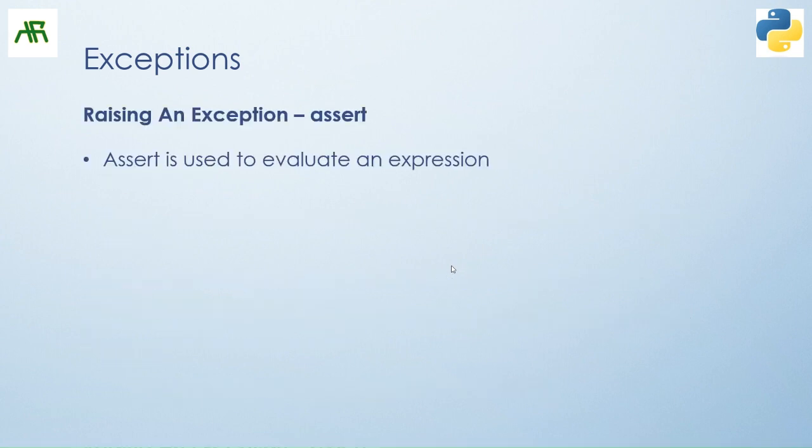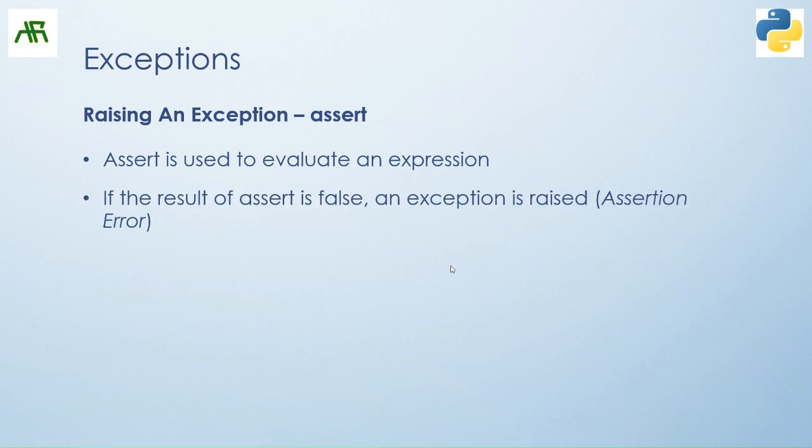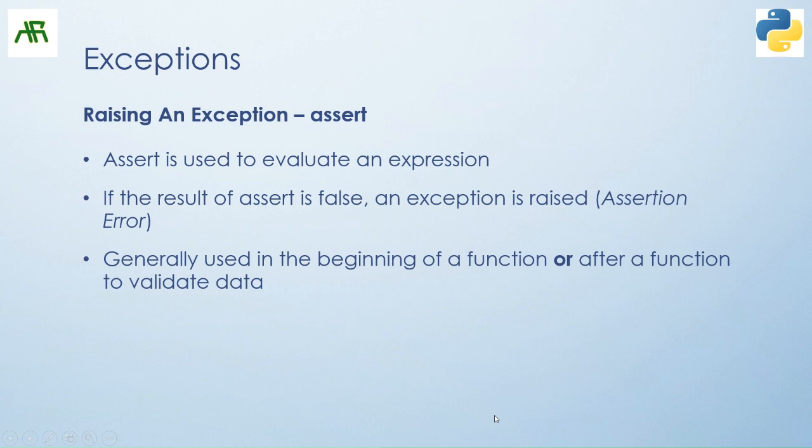The syntax for the raise statement: raise, give a name to the exception, and an optional argument. Next is the assert statement. How it works is, inside the assert block, you have an expression that is being validated or evaluated. If the evaluation becomes false, that is, the assert statement has a negative or wrong result, an exception is raised. The name of the exception is AssertionError. Assert is generally used at the beginning of a function to evaluate an expression and then do some operations, or after a function to validate the data output from the function. The syntax for assert is assert, an expression, and an optional argument.